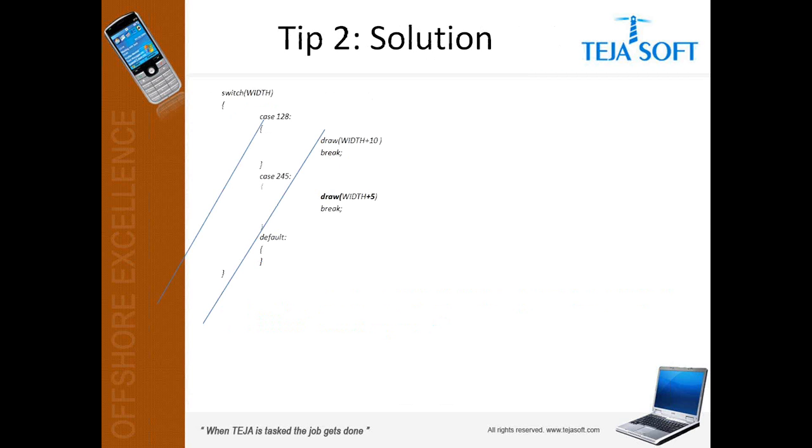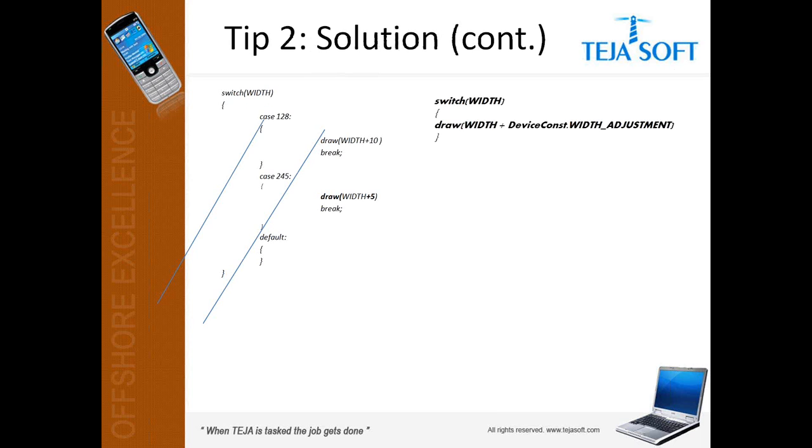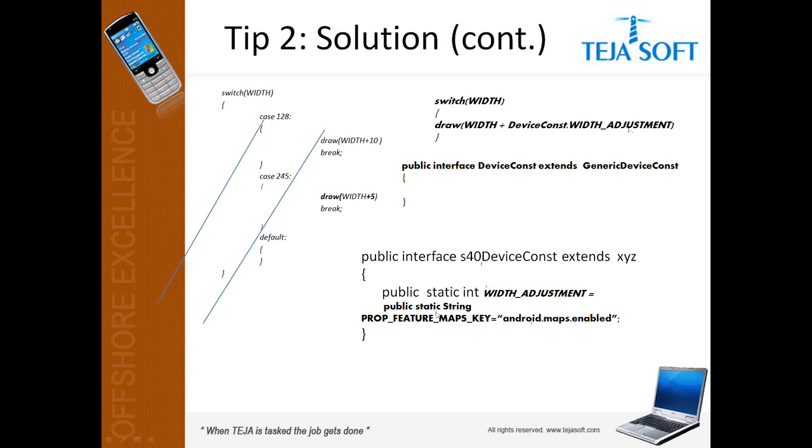So again here, we want to do away with switch cases. And how do we do it? We just define something called device constant dot width adjustment, and you follow the same philosophy. You have a device constant that extends generic device constant, and generic device constant will define the value as 10 or 5, whatever it is. And then for S40 devices, they will define their own adjustment. So you can put it as some value, 10.